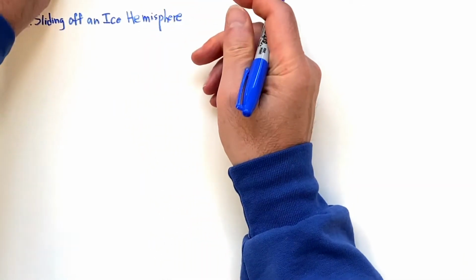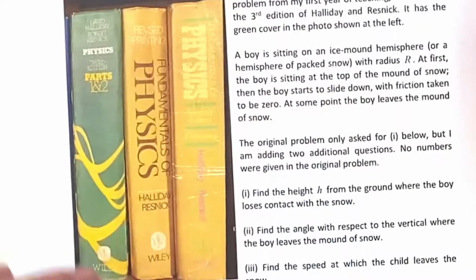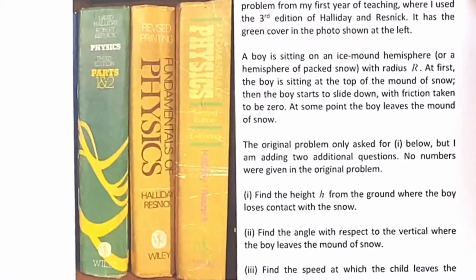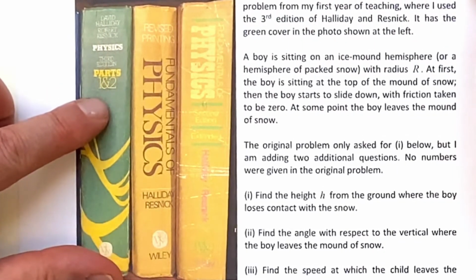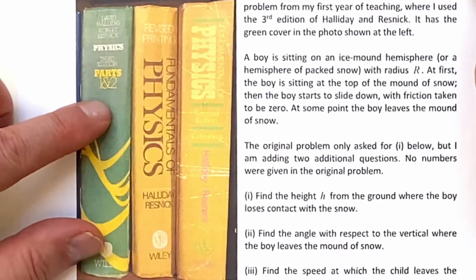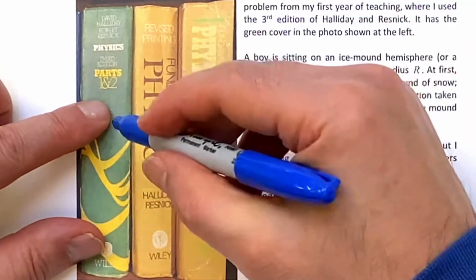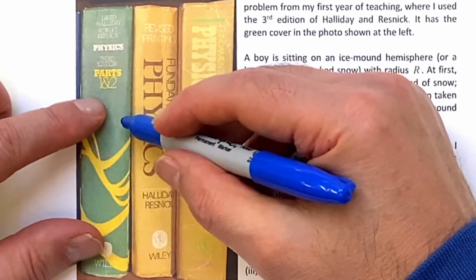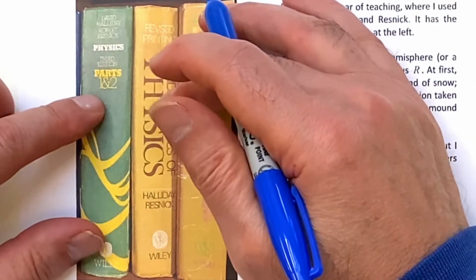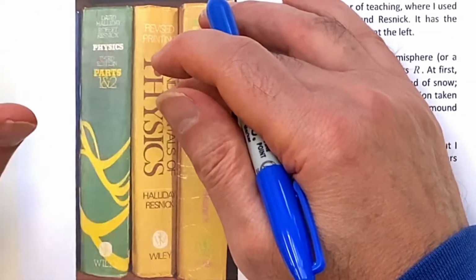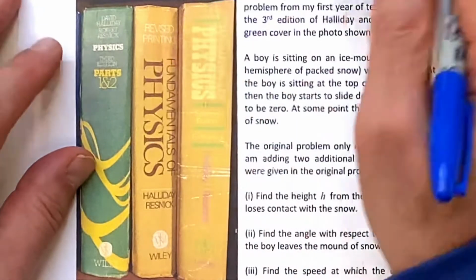I encountered it in Halliday and Resnick. I was teaching Halliday and Resnick with the third edition, which had a nice green cover, and I had studied with the blue cover, the second edition, and they had this cool problem with the boy on an ice mound sliding off the ice mound.